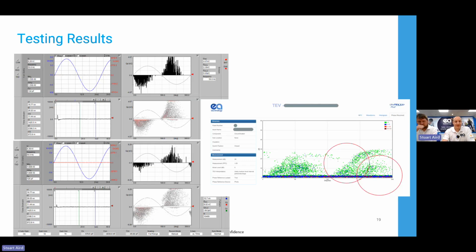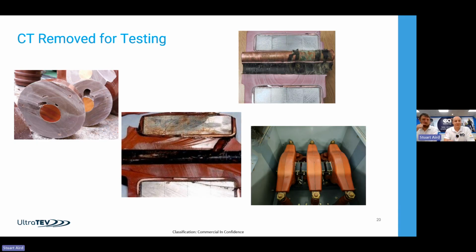The next slide just shows a few examples of these types of things that we have found in the past. Obviously you've got to do a laboratory forensic investigation to cut these in half, but once you've cut them through, you can see things like these internal voids in CTs. This is one that has actually failed, and this is one that was detected prior to failure.